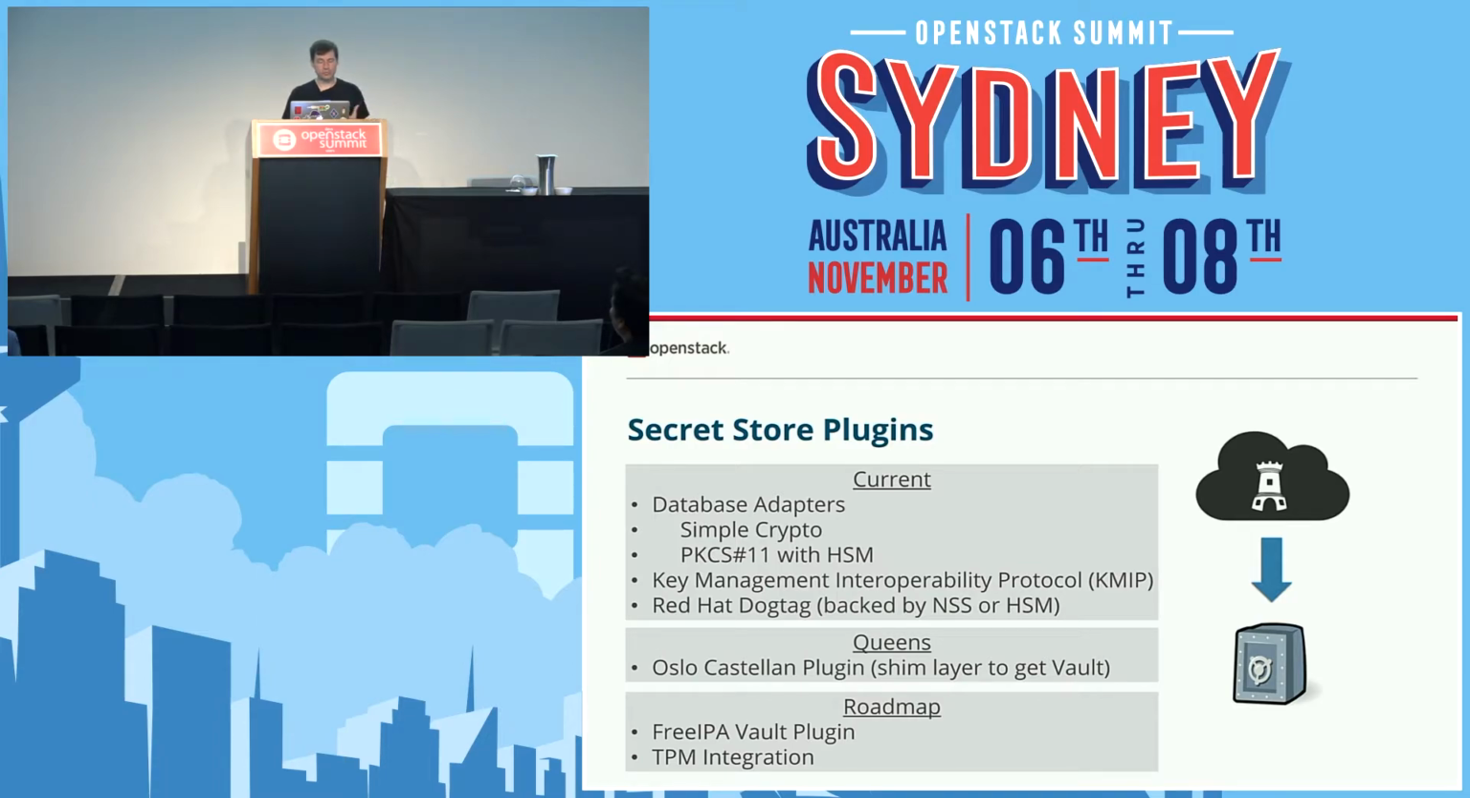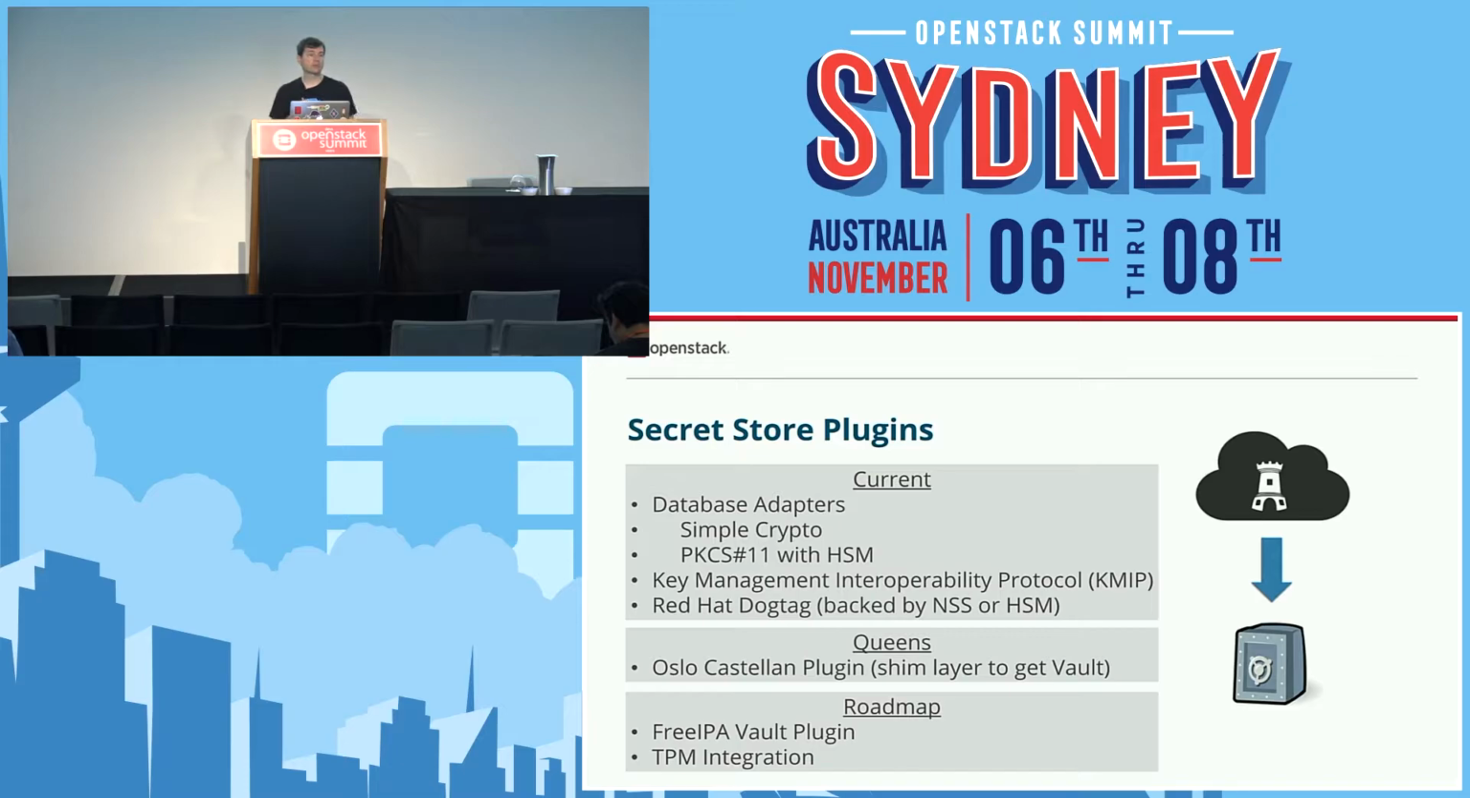To enhance this support in the Queens layer, we're looking to add an Oslo Castellan plugin. Castellan is a library that's part of Oslo that provides an interface into key managers. For the Castellan project, they're looking at adding access to Vault behind it. So if we add Castellan as a backend to Barbican, then we'll have access to Vault and anything that becomes part of Castellan in the future.